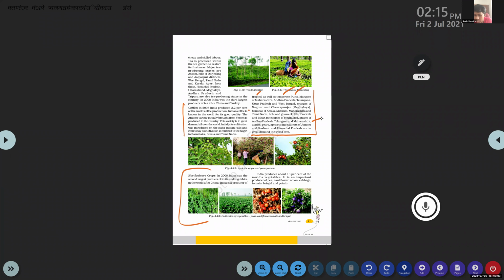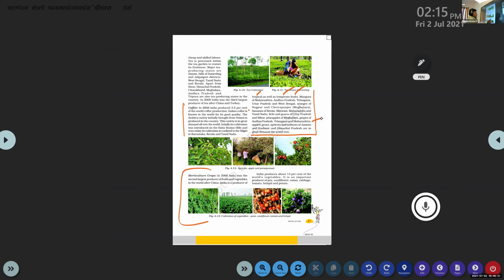Like that, you should prepare a list of these particular states where the fruits and different types of crops are growing. So it is helpful for you people to remember. For example, I told Maharashtra, then Uttar Pradesh also. Please check Uttar Pradesh also.